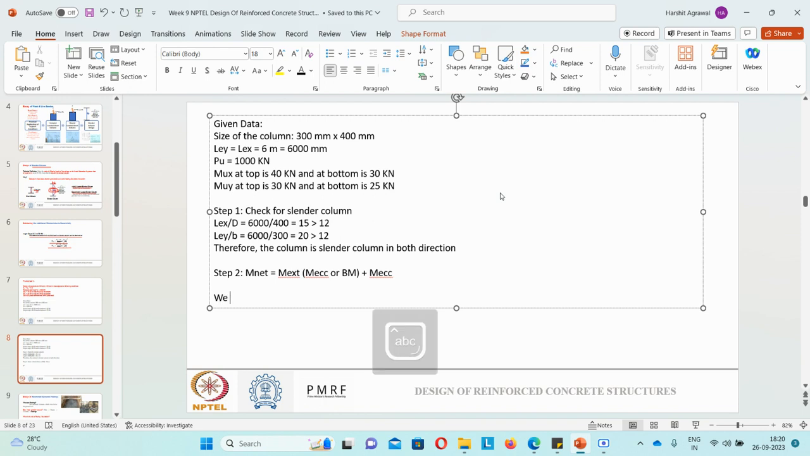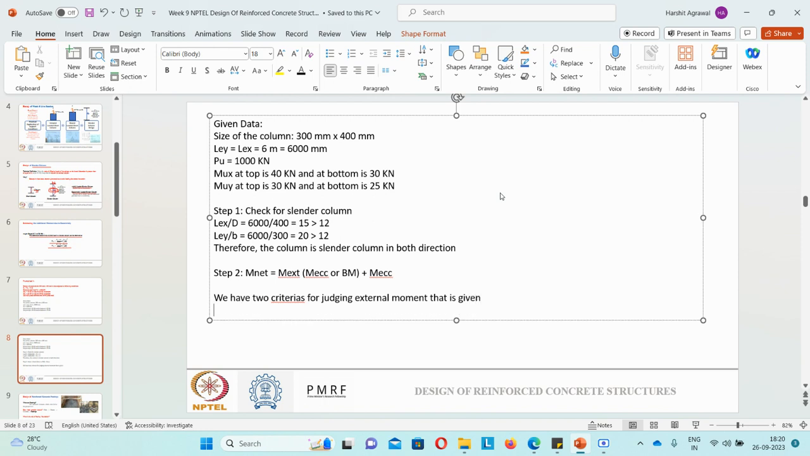So we have two criteria for judging the external moment that is given. How do we judge? We take the minimum of 0.6 M1 minus 0.4 M2, or 0.4 M2. This is M1, this is M2. These are the two criteria that we saw in the NPTEL discussion also.